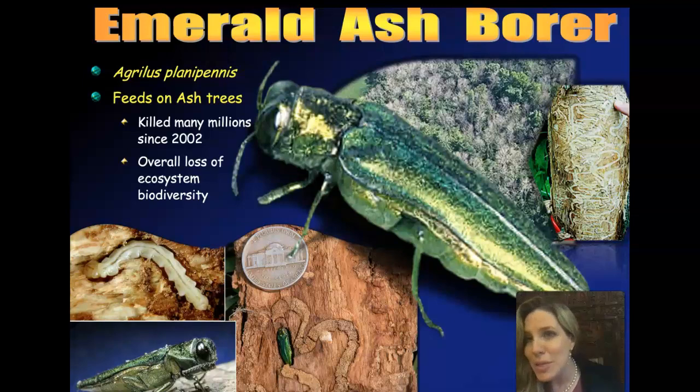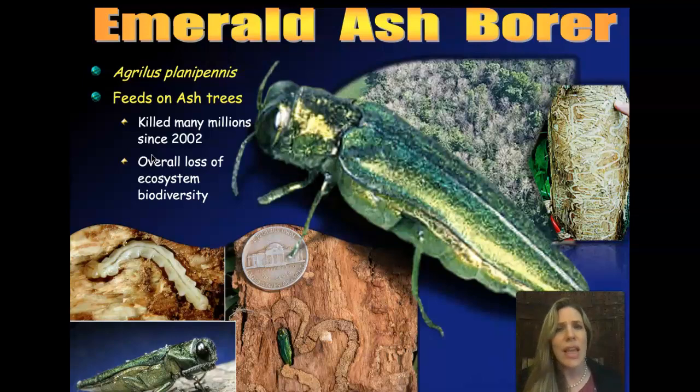So this guy is so scary because his chosen food is the ash tree. And there are several species of ash trees that emerald ash borers will feed on. Their preference is for green ash trees, followed by black ash trees, followed by white ash trees. The ash trees play a critical role in ecosystems, especially riparian habitats. And so with the invasion of these guys, we've seen an incredible overall loss of ecosystem biodiversity in those habitats. So we'll get into that a little more in a second.